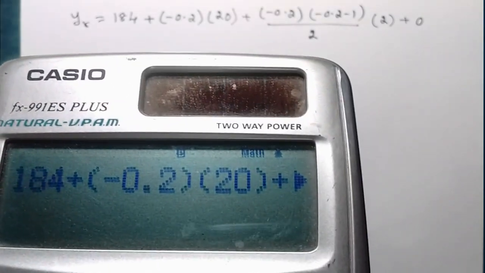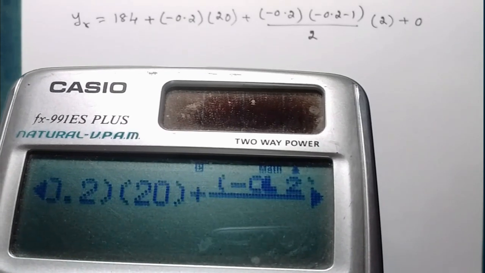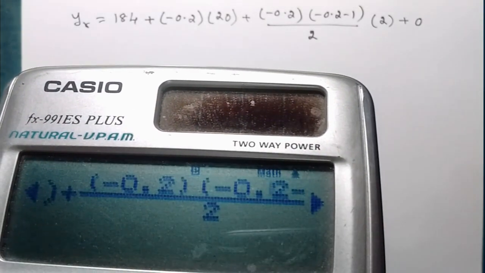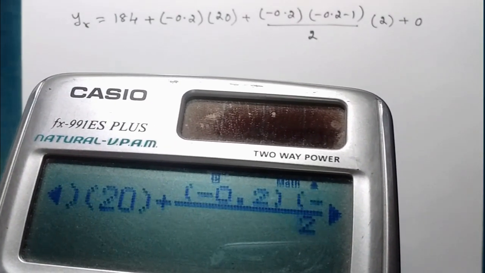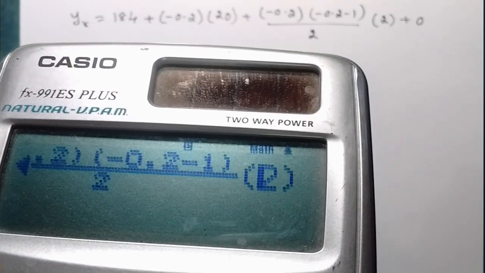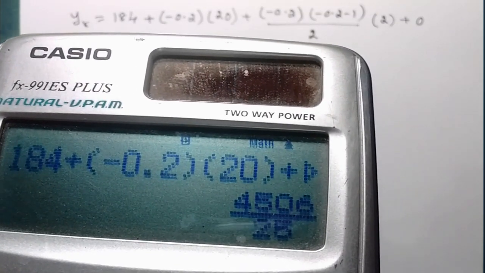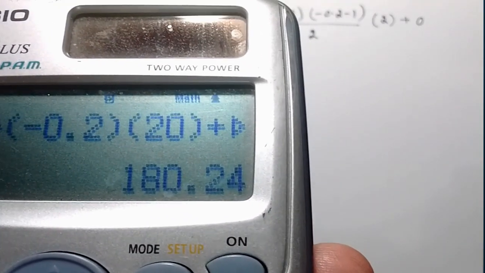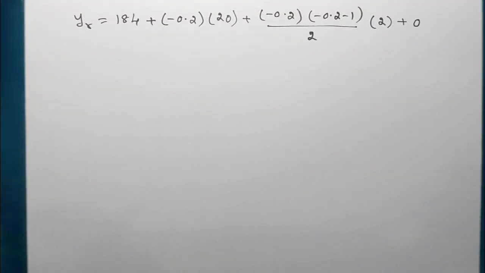Plus minus 0.2 times of 20, plus you have minus 0.2 into minus 0.2 minus 1 divided by 2, times of how much? It is times of 2, and the next term will be 0. So now if I put the equals to sign there, you're getting some fraction. If you want to write it in terms of the decimal, you just type, see, it is 180.24. That will be the required solution.